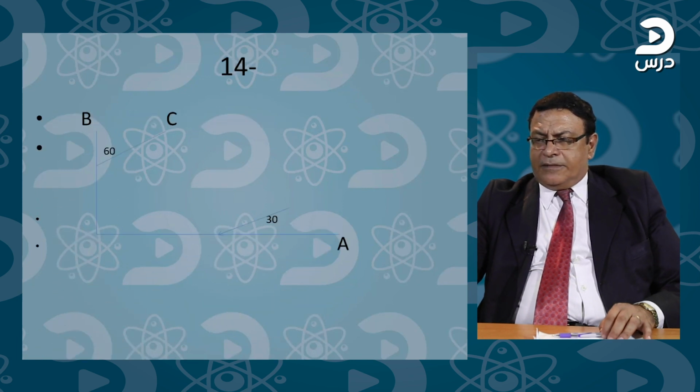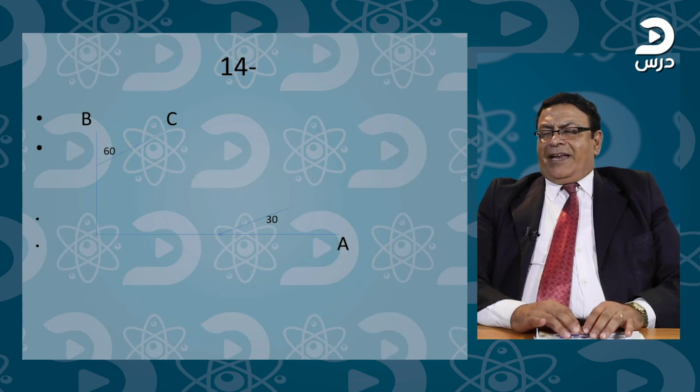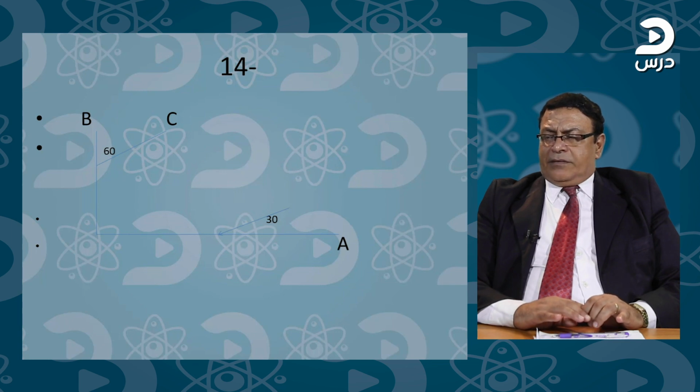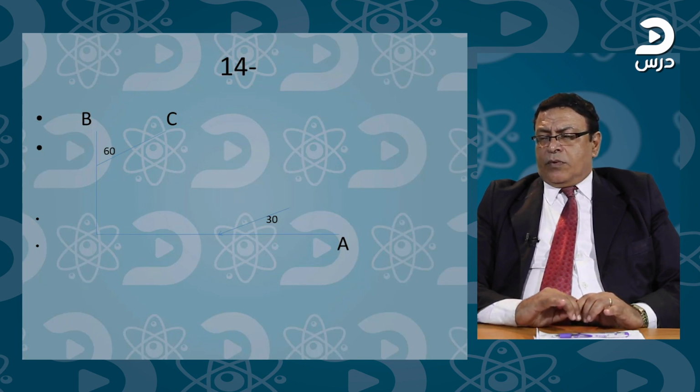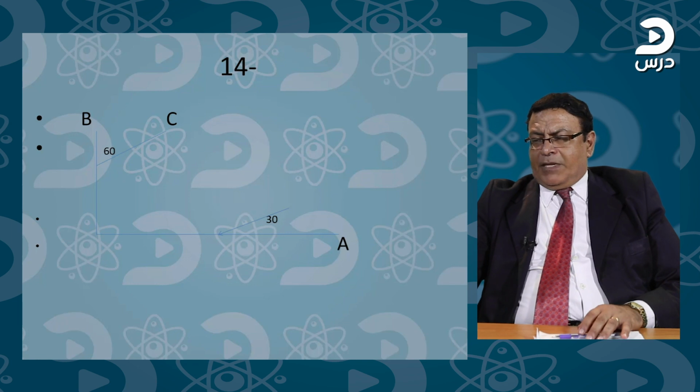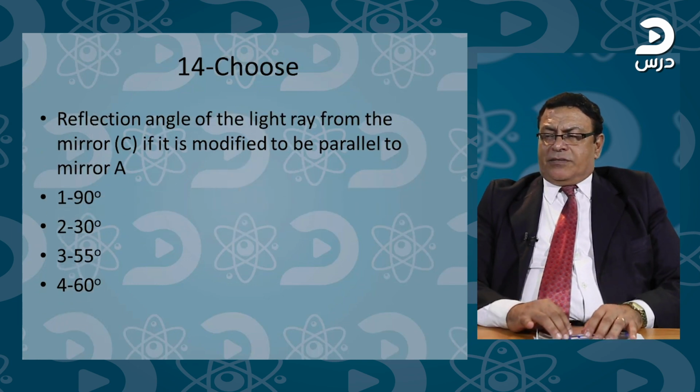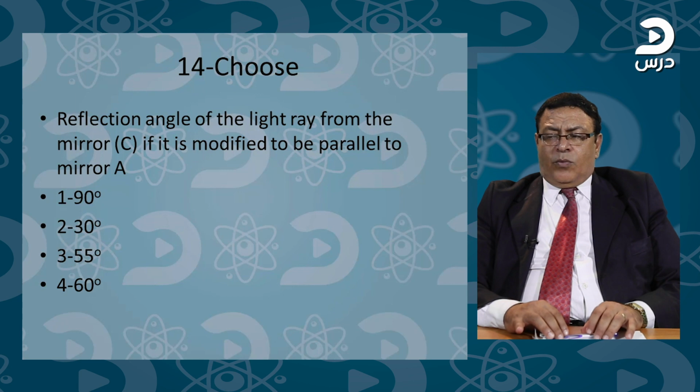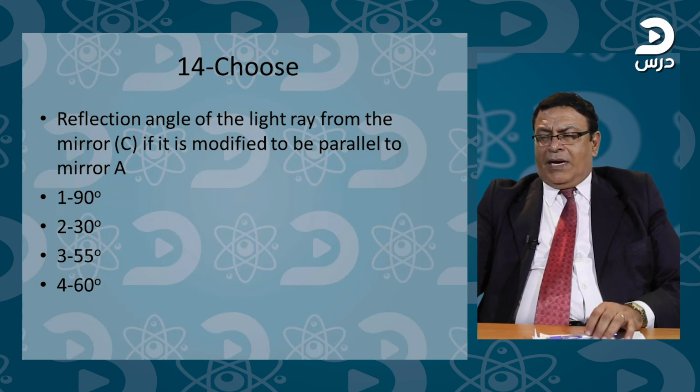Question number 14. It says here a graph, or draw a diagram, with two mirrors: B is mirror 1 and A is mirror 2. There are two rays: the first ray makes 30, and the second ray makes 60 with B, and the first makes 30 with A. It says the reflection angle of light from mirror C, if it is modified to be parallel to mirror A, is it 90, 30, 55 or 60?